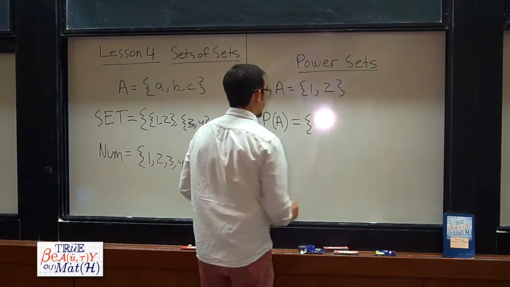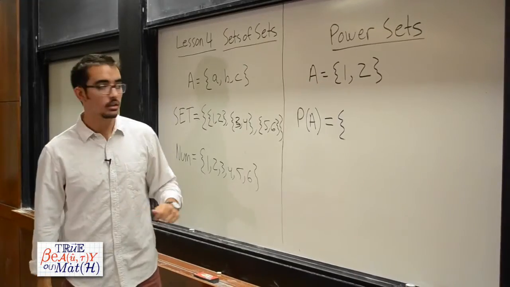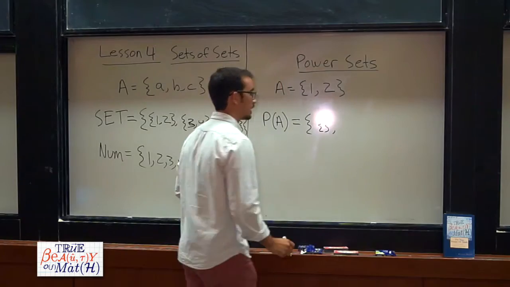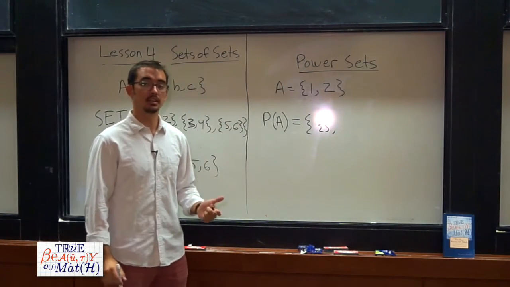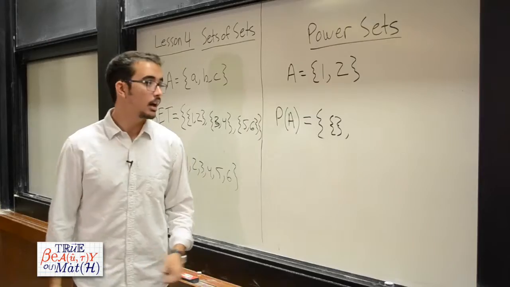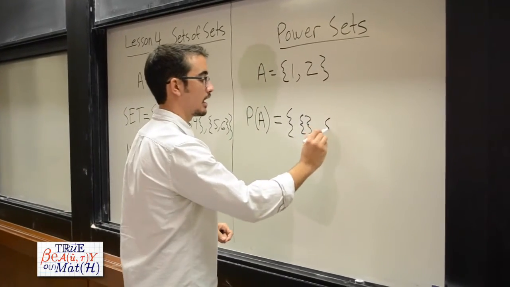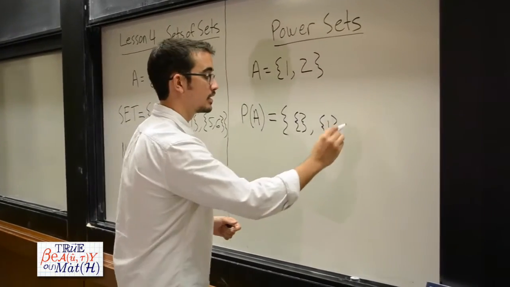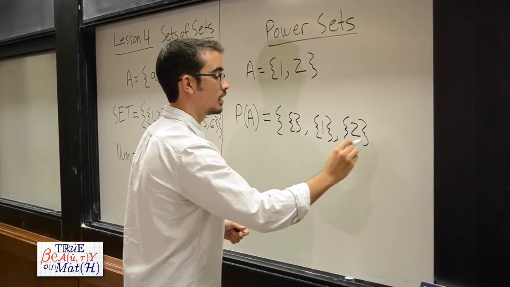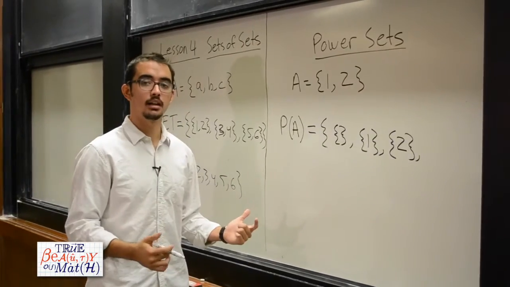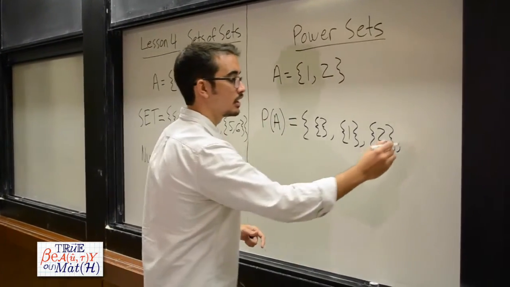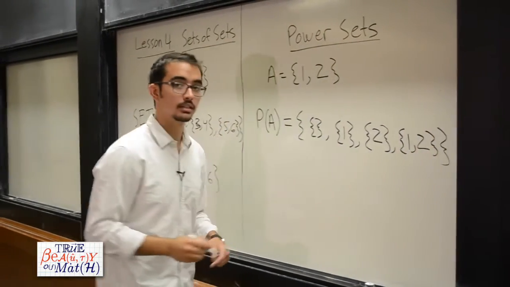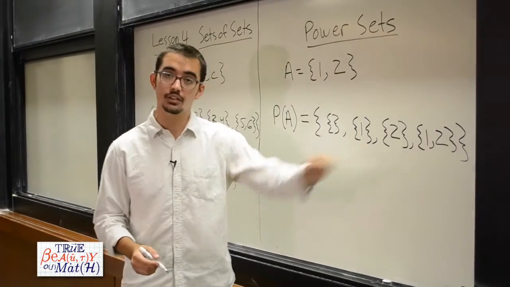We now want to list all the subsets of A. Well, one subset of A is the empty set, because we learned in lesson 3 that the empty set is a subset of every set. Another subset of A is the set whose only element is 1. Another subset of A is the set whose only element is 2. And finally, the last possible subset of A is A itself, namely the set whose elements are 1, 2. There are no other possible subsets of A. Therefore, this is a list of all of the subsets of A.